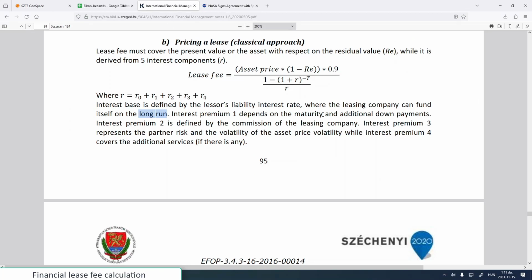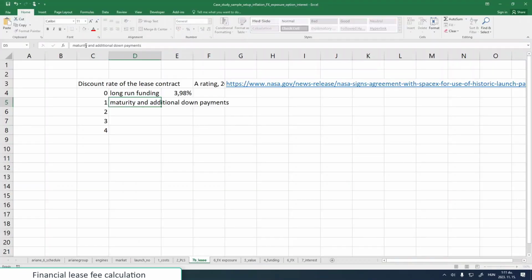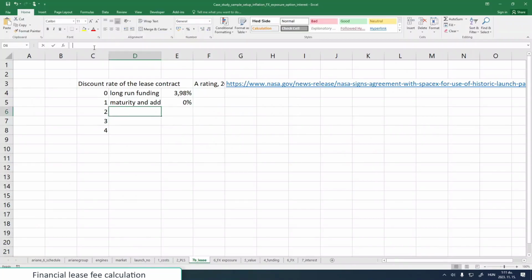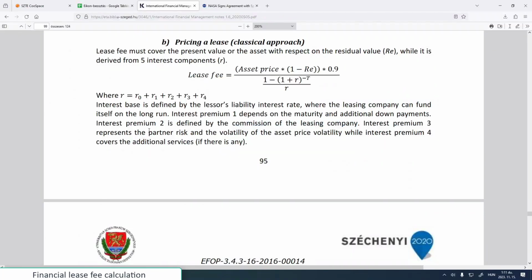So interest premium 1 depends on the maturity and additional down payments. Here we have no idea about this, so let's say it's 0%. We are not able to calibrate this one. Interest premium 2 is defined by the commission of the leasing company. Obviously they have to live off something, so let's say 2%, because if it will be too high, then we will decrease it to 1%. But let's see. Let's start with 2%.